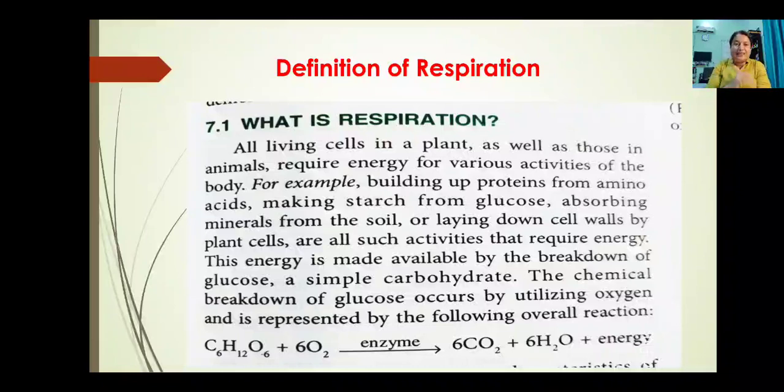The chemical reaction is represented here: C6H12O6, which is glucose, when it utilizes oxygen in the presence of enzymes, gives out carbon dioxide, water vapor and energy. The energy being liberated is utilized by the body cells, maybe of plants or maybe of animals. So this is the process of respiration, and these are the products formed during respiration.